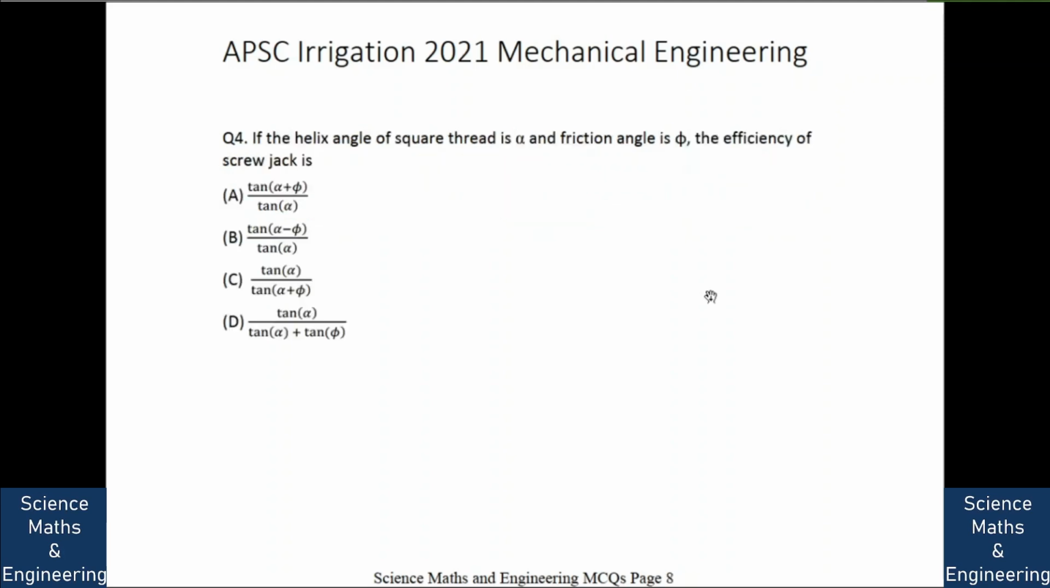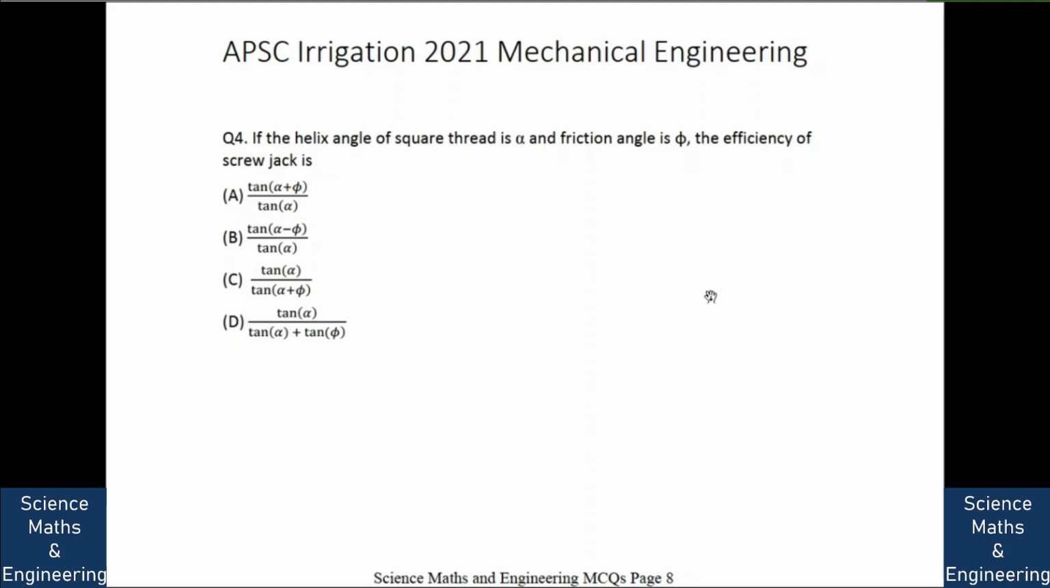If the helix angle of square thread is alpha and friction angle is phi, the efficiency of screw jack is: A. tan(alpha + phi) / tan alpha, B. tan(alpha - phi) / tan alpha, C. tan alpha / tan(alpha + phi), or D. tan alpha / (tan alpha + tan phi). So you can pause and think of the answer.